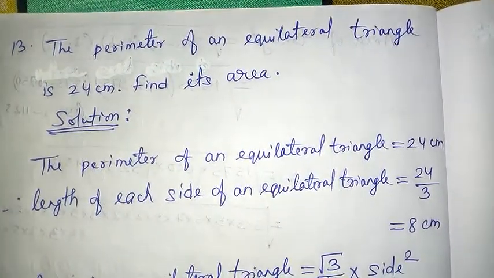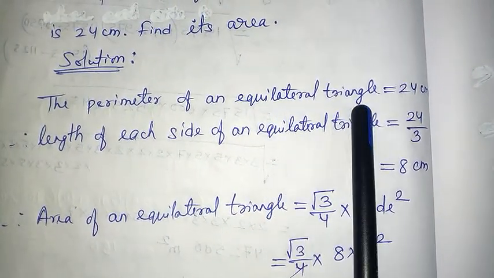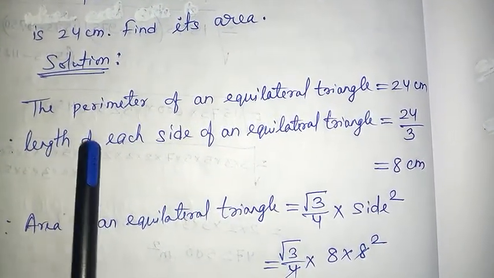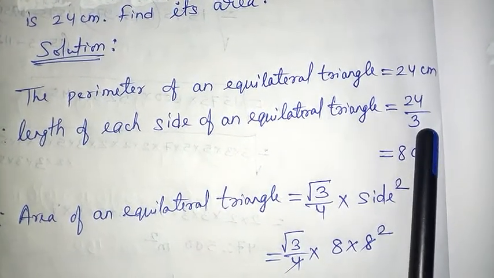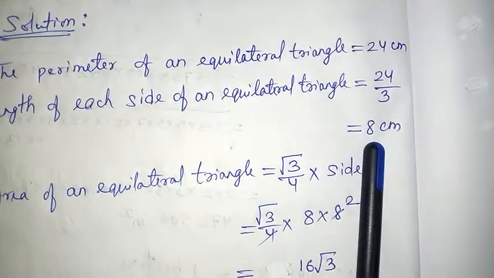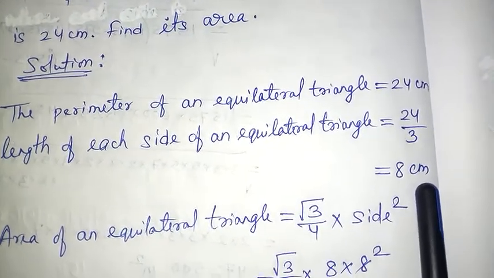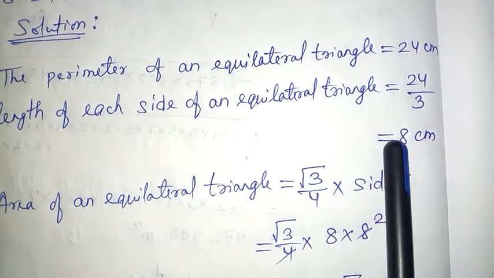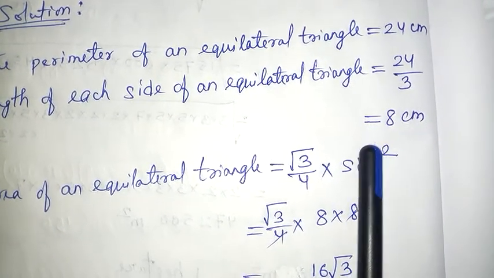Find its area. So the demand is to find the area. So you see, very simple question. The perimeter of an equilateral triangle is 24 centimeter, given in the question. So the length of each side of an equilateral triangle will be found by dividing by 3. That means it will be 8. That means 8 plus 8 plus 8 is 24 centimeter, and that means each side is 8 centimeter. By dividing with 3 we got 8 centimeter.